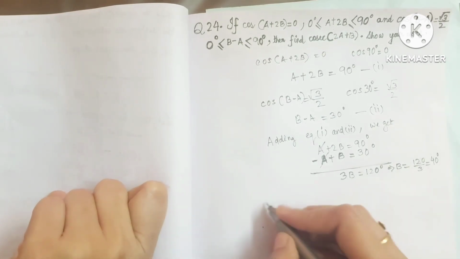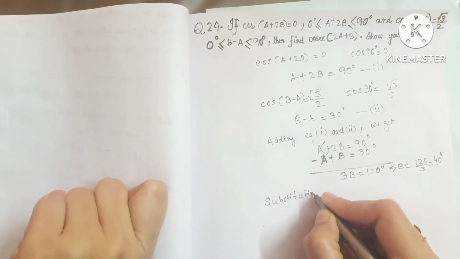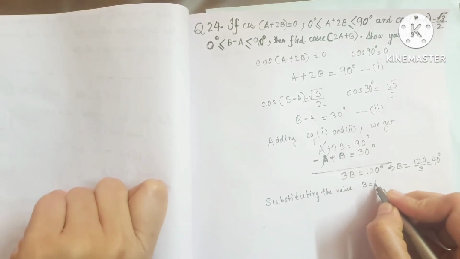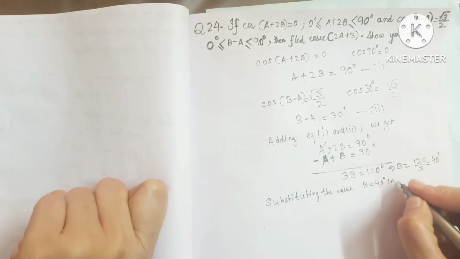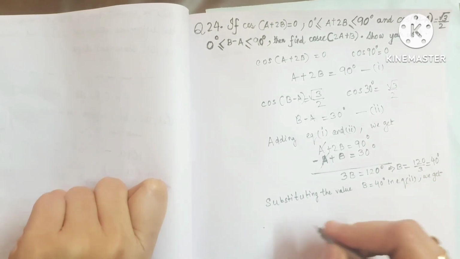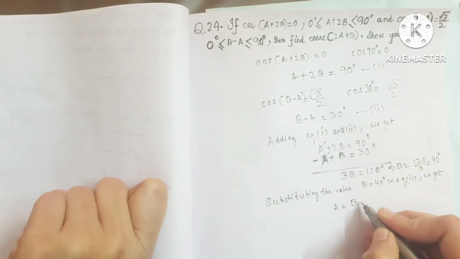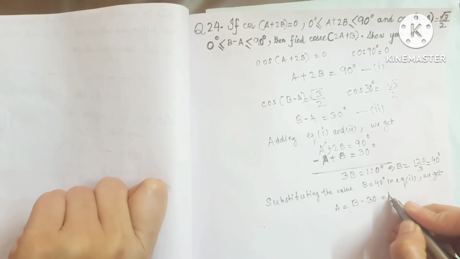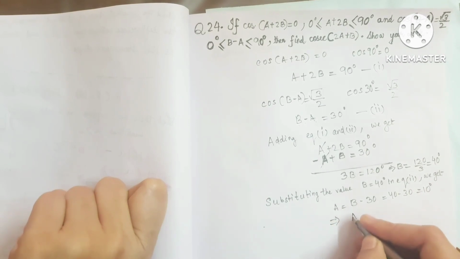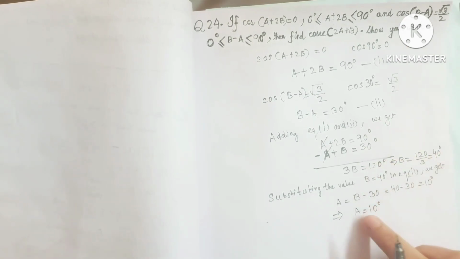Similarly, we can substitute the value in one of the equations. Let's substitute b equal to 40 degrees in equation 2. Here a will be equal to b minus 30, from this equation. So b minus 30 means 40 minus 30. This means 10. So a we got now is 10 degrees. Both values we found, b equal to 40, a equal to 10.